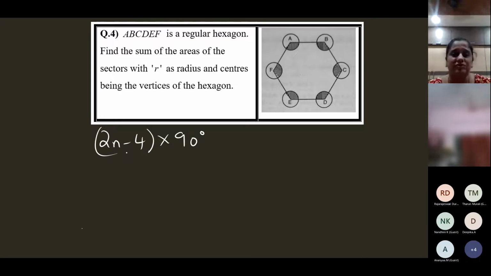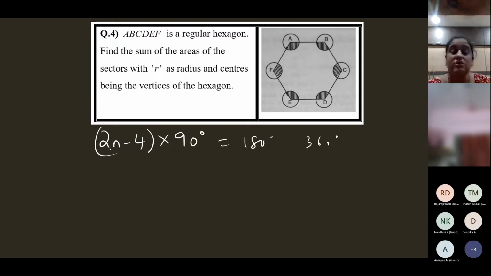Now a triangle has 3 sides, no? So n is 3. 2 into 3, 6. 6 minus 4, 2. 2 into 90, 180. A quadrilateral has 4 sides. 2 into 4, 8. 8 minus 4, 4. 4 into 90, 360.